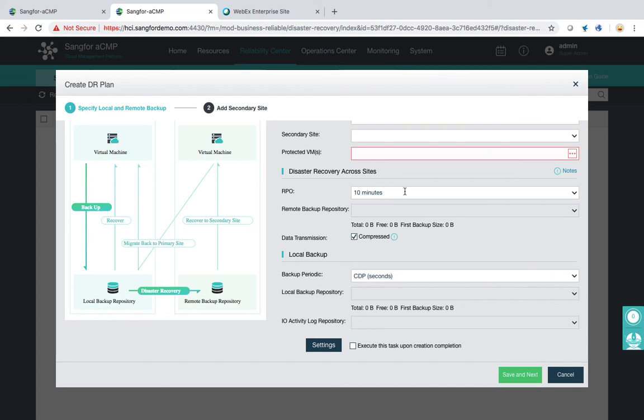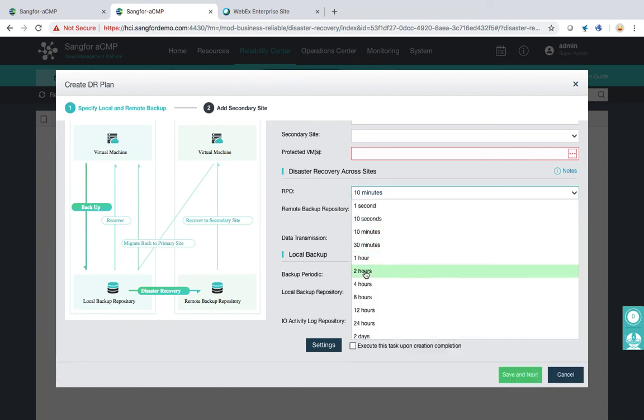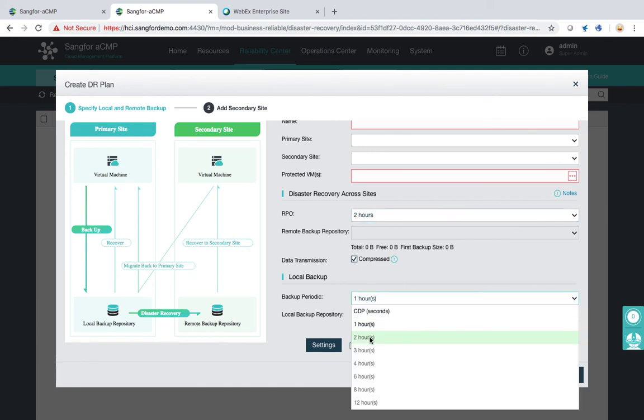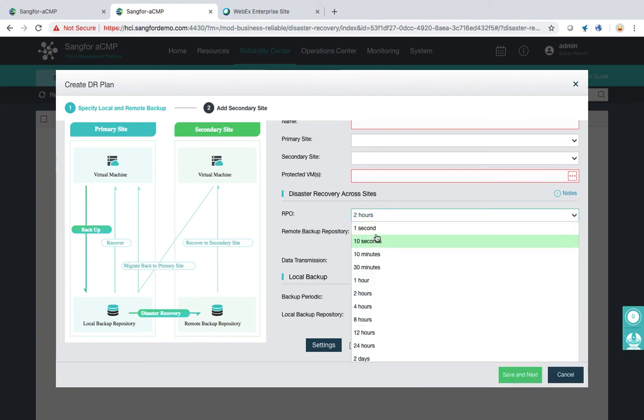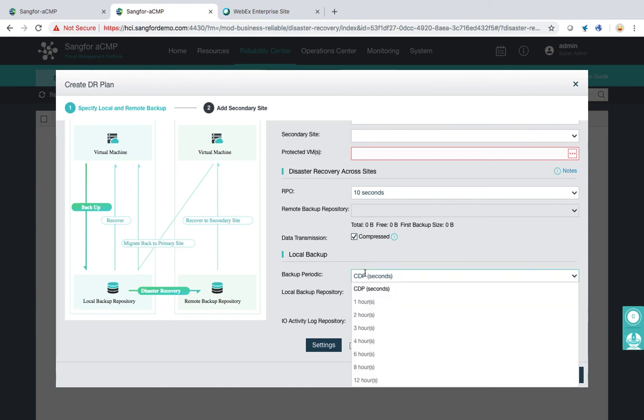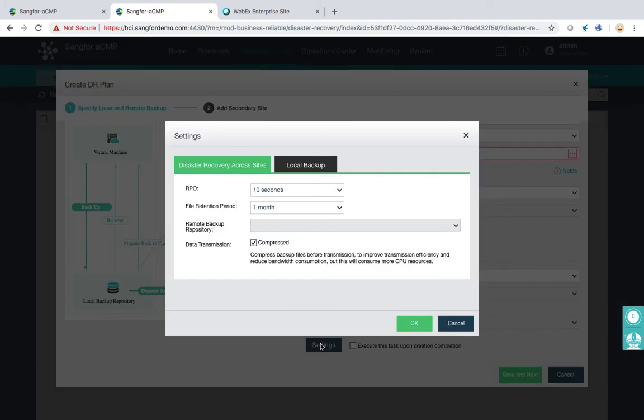And if seconds level or minutes level of RPO is selected, CDP will be implemented. Okay, as you can see, if I choose 2 hours RPO, then I can use the hours of backup or CDP. But if I choose 10 seconds, I can only use CDP as the local backup and offsite DR backup mechanism. And of course, you can also configure the disaster recovery across sites RPO, and the file retention.